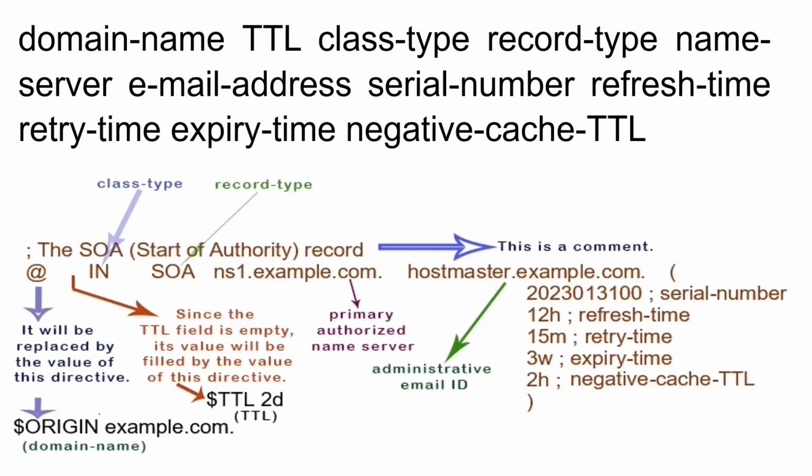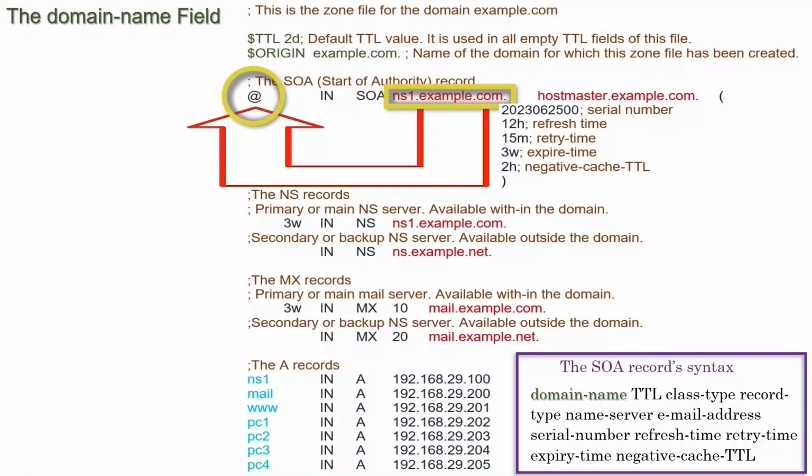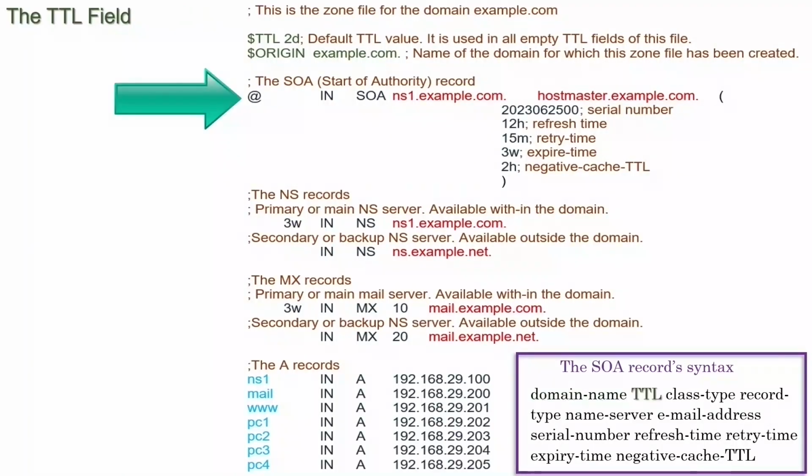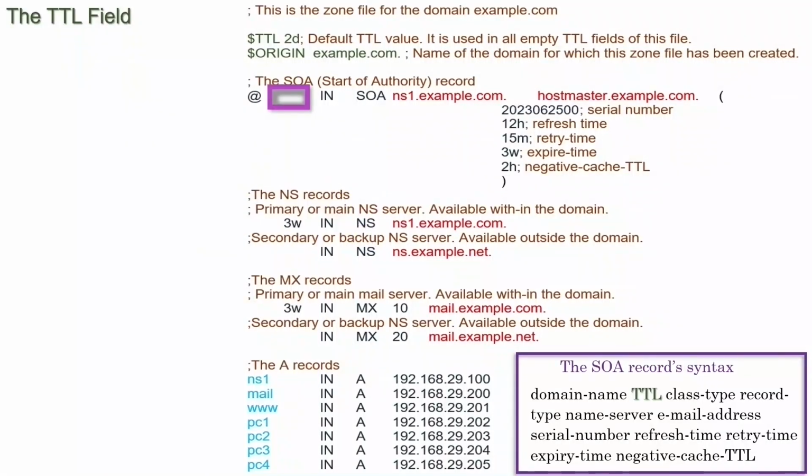Let us understand this syntax field by field. This field specifies the domain or zone name. The name server whose name we specify in the name server field becomes the authoritative name server for the domain or zone whose name we specify in this field. Since we used an @ symbol here, it will be replaced by the origin directive's value. This field defines the time for which other name servers or resolver systems can cache this record. If we leave this field empty, DNS uses the default value defined in the time to live directive.